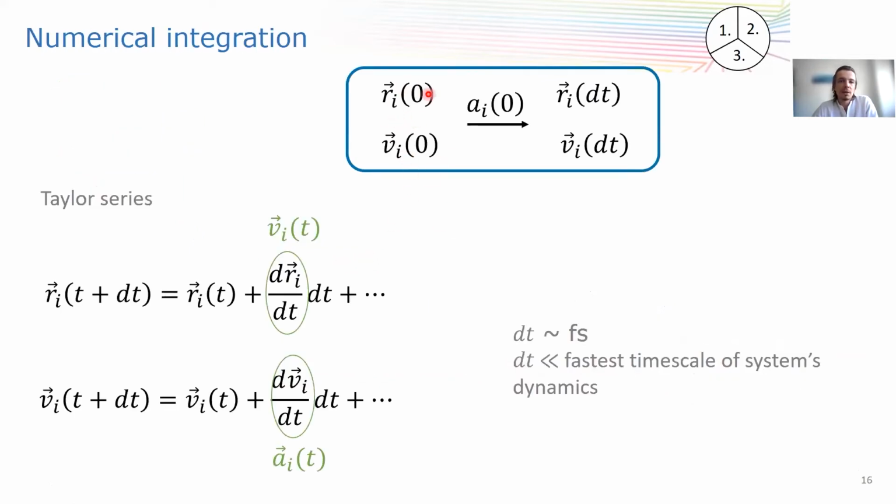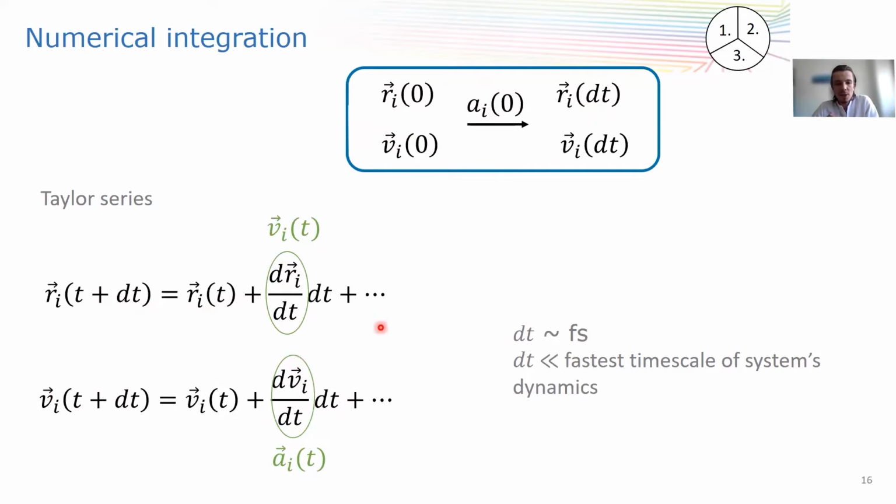We said we want to get from the first initial position to some position in time, using acceleration. So basically, we will take a look at the position vector or the velocity as we have it from the beginning, and we make them evolve forward in time. And for that, we use a Taylor series expansion. So the first derivative of the position vector will be the velocity, and from the velocity it will be acceleration, and so on.